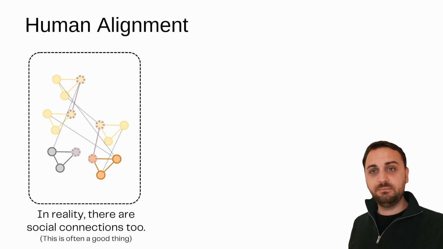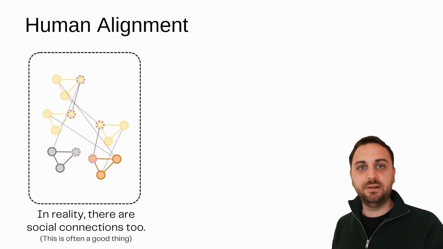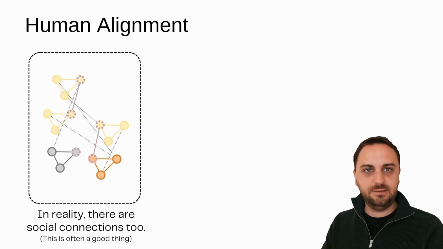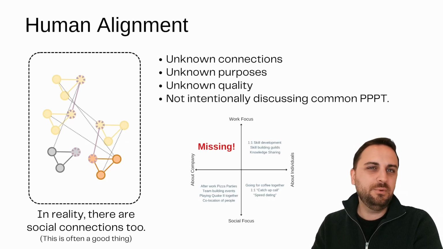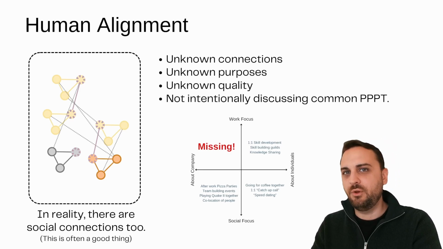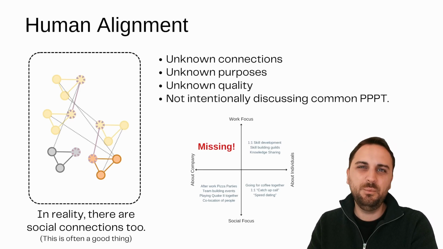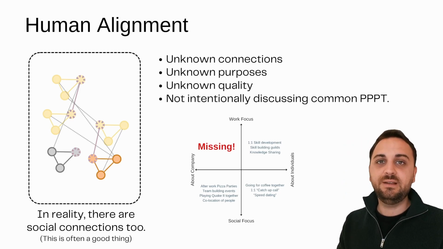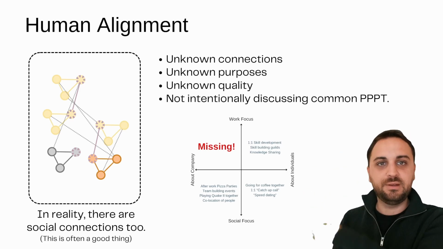There's probably some social connections in there, right? And that's great, right? They have pizza together. They go to the same guild. They talk. But we don't know really what those connections are, right? We don't have a purpose. We don't know the quality of those connections. We're not intentionally discussing a common direction through PPPT space, right? We're missing that about the work, about the company stuff.